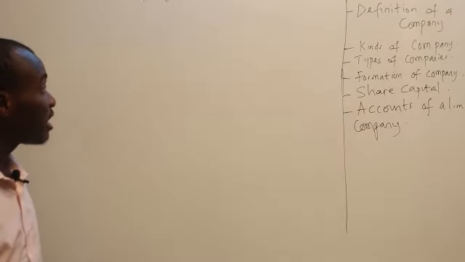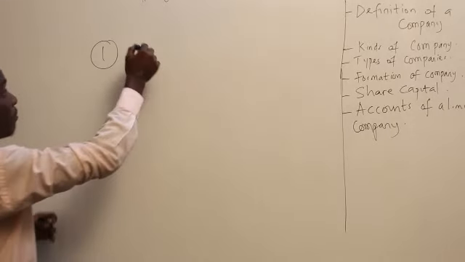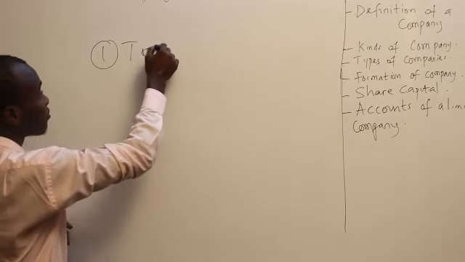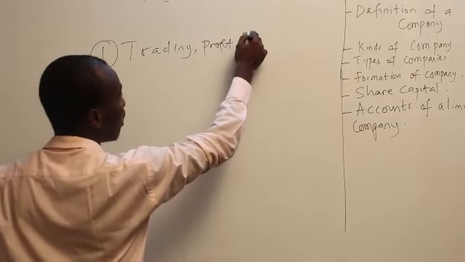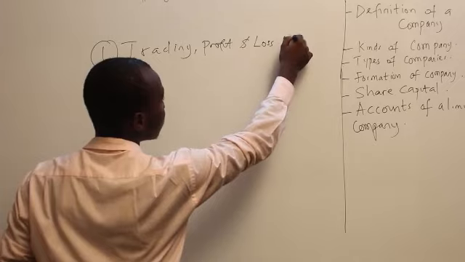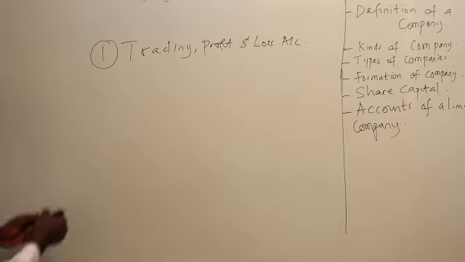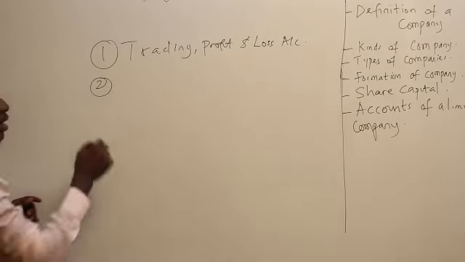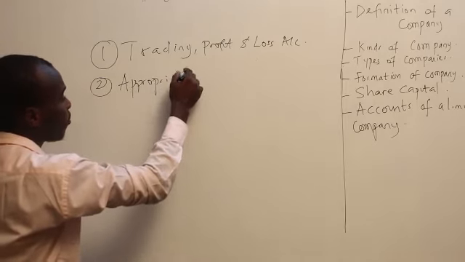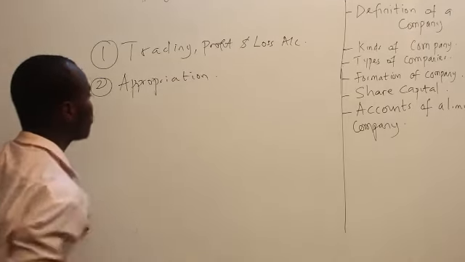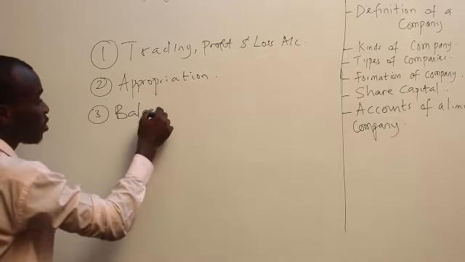Accounts of a limited company. So a limited company is going to prepare the following accounts. Number one, we have the trading, profit and loss account. That is to determine the profits, that is the net profit or loss during the period. Now the next one is to prepare the appropriation account, just like the partnership appropriation account. And the third one is to prepare the statement of financial position, which is the balance sheet.